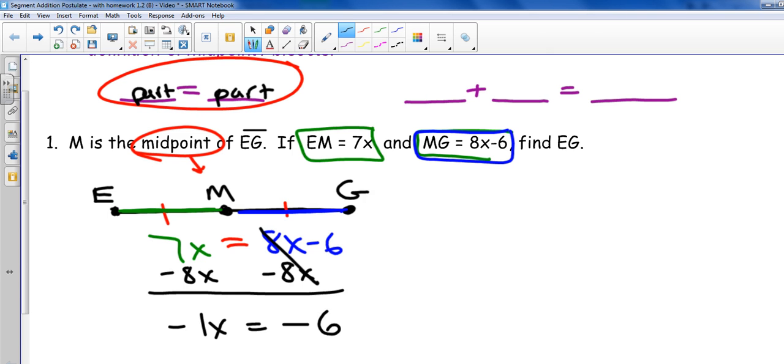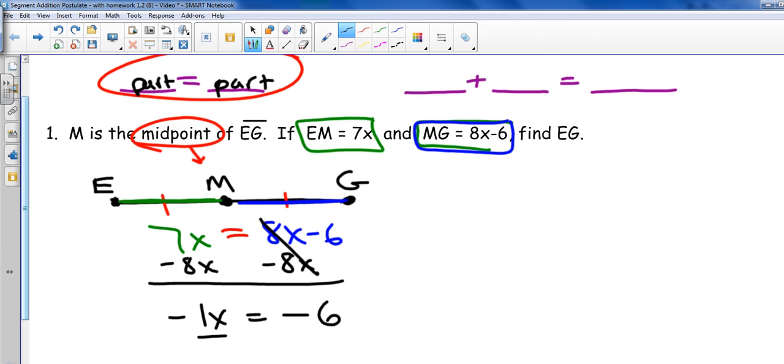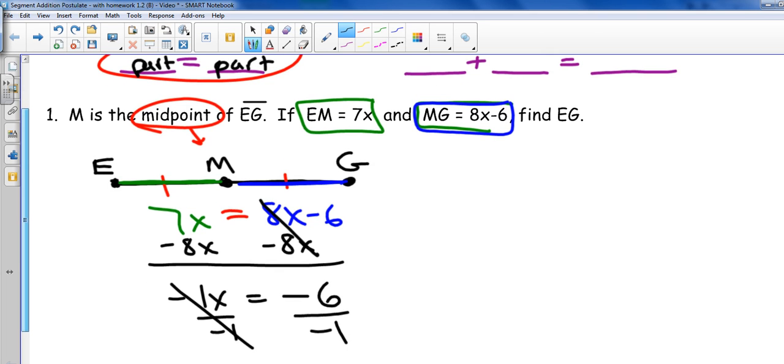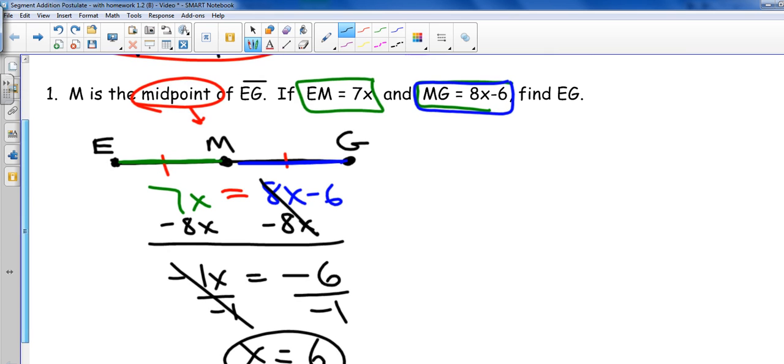Okay, be careful, you do have a negative 1x on the left-hand side. You're not done because we want to get a positive 1x, so I can get rid of the negative 1 by dividing by a negative 1. Negative 1 divided by a negative 1 is a positive 1. Negative 6 divided by a negative 1 is a positive 6. So I'm getting an x value of 6. We have solved the algebra equation, but we're not in algebra class. We are in geometry class. So let's do the geometry.